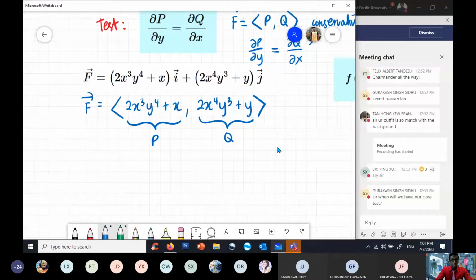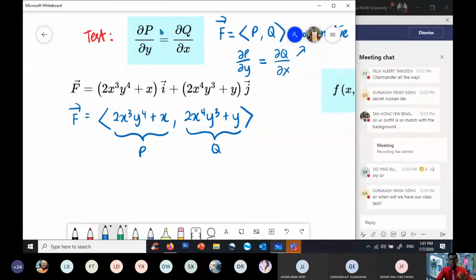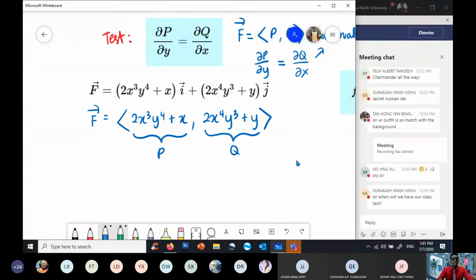So you have a P and a Q. So let me find my ∂P/∂y and ∂Q/∂x. Let me see whether they are equal. So if I differentiate P with respect to y, remember partial derivatives, if you differentiate with respect to y, all your x are constants. So my x cubed is just a constant. So if I differentiate this, the 4 brought in front, 4 times 2 is 8. So 8x³y³. x is just a constant, you differentiate a constant, you get 0.